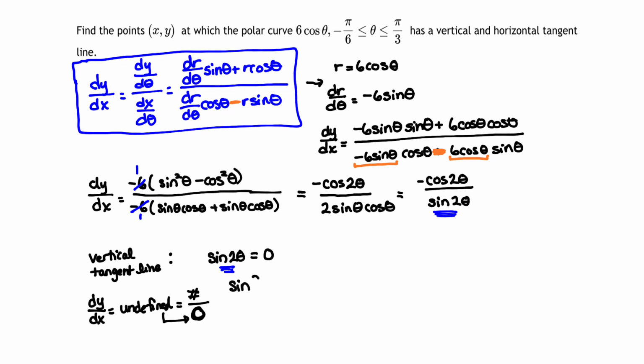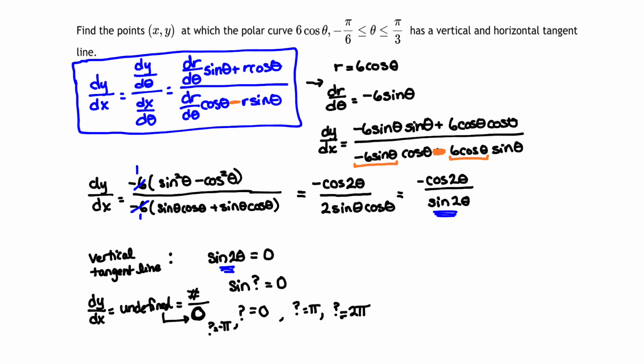I like to look at it this way. I like to say, the sine of what is going to give me 0? Well, sine is 0 at every multiple of pi. So that means our question mark can be equal to 0, pi, or 2 pi, right? Every time we have a multiple of pi, sine is 0. Same thing in the negative direction: negative pi, negative 2 pi, and so on.